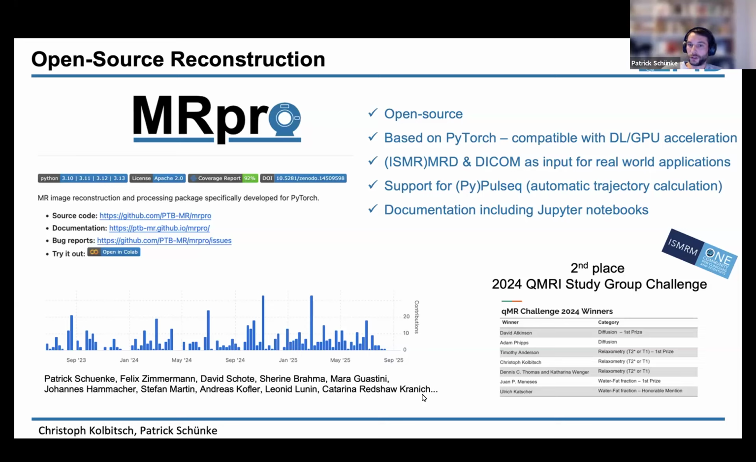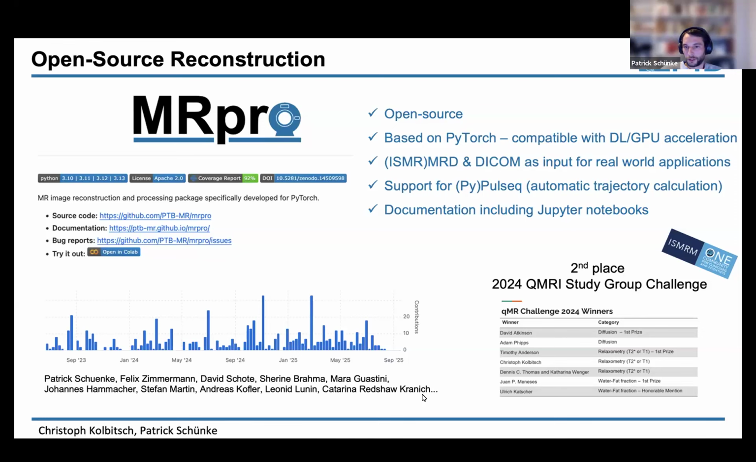Because we use a lot of Pulseq, we also made sure that we have full support for Pulseq. So basically, we have our own trajectory calculators for Pulseq. You can just read in the seq file together with your raw data, usually in ISMRMRD format, but also direct DICOM import that we support. And then this works hand in hand.